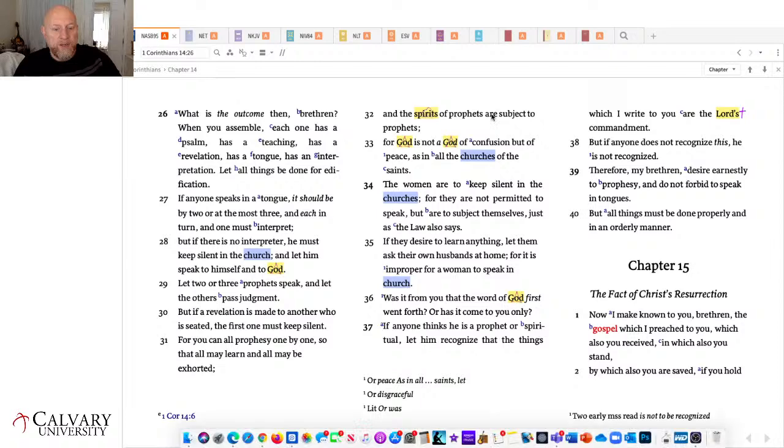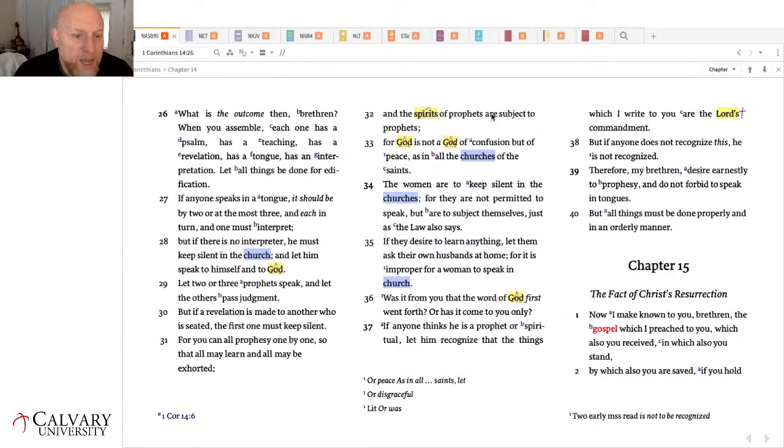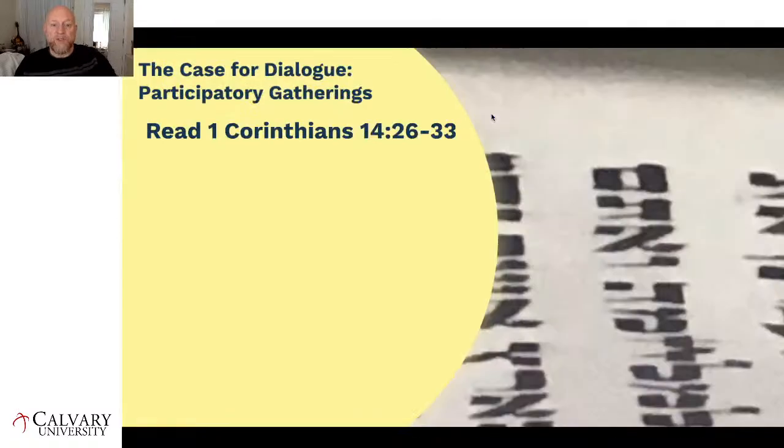If anyone, hold on, 26-33. If anyone speaks in a tongue, it should be by two or at the most three, and each in turn, and one must interpret. But if there is no interpreter, he must keep silent in the church, and let him speak to himself and to God. Let two or three prophets speak, and let the others pass judgment. But if a revelation is made to another who is seated, the first one must keep silent. For you can all prophesy one by one, so that all may learn and all may be exhorted. And the spirits of the prophets are subject to prophets. For God is not a God of confusion, but of peace, as in all the churches of the saints.